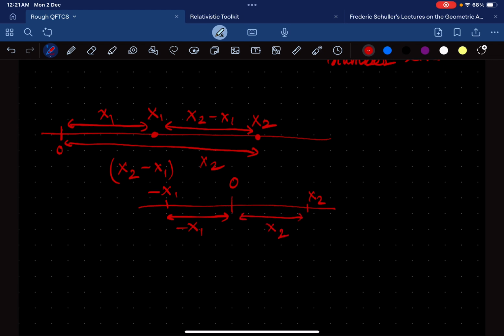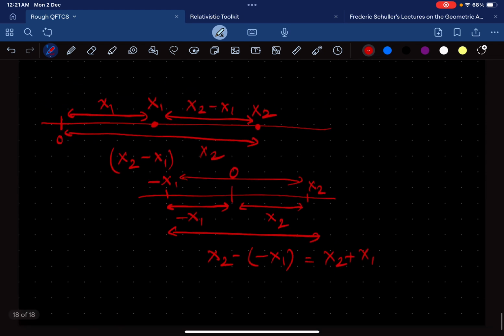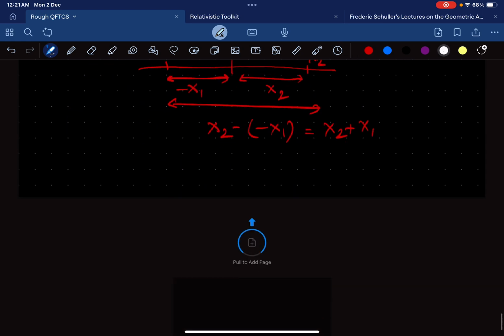So what will be the total distance? It will be nothing but x2 minus x1. Okay, so that gives us x2 plus x1. So you can see it clearly that the distance just gets added. So this is how we can figure out distances in our one-dimensional line, or number line.